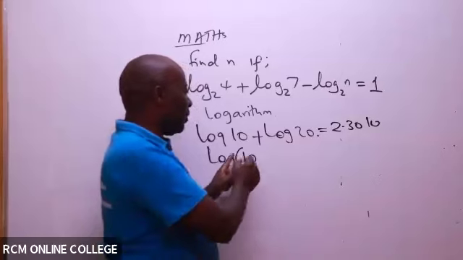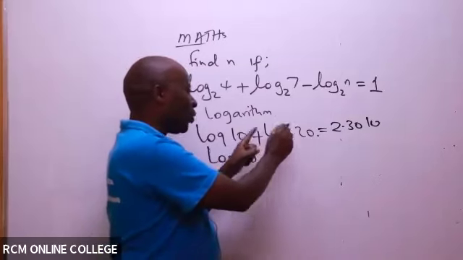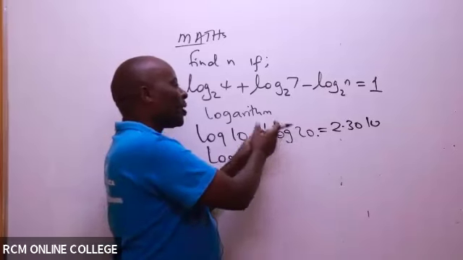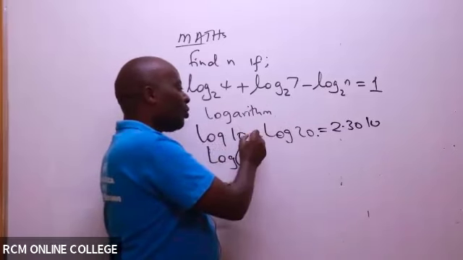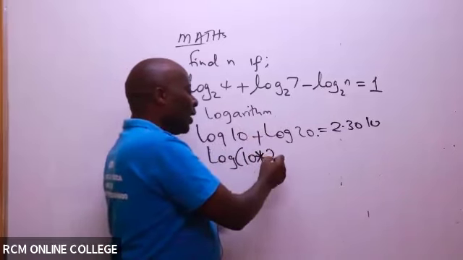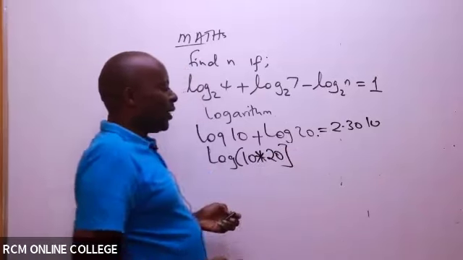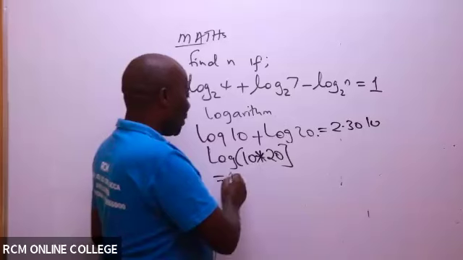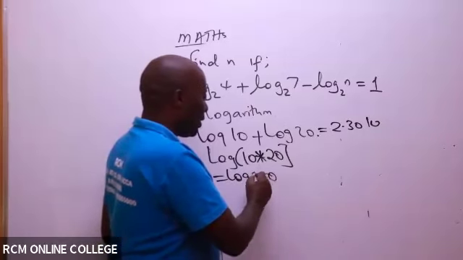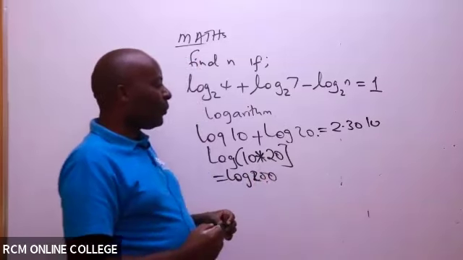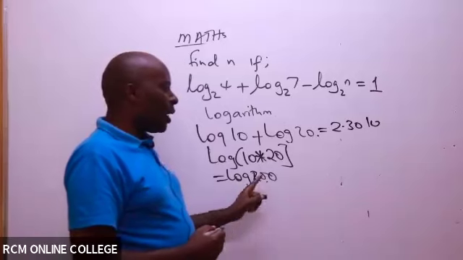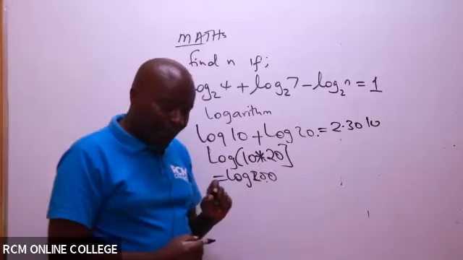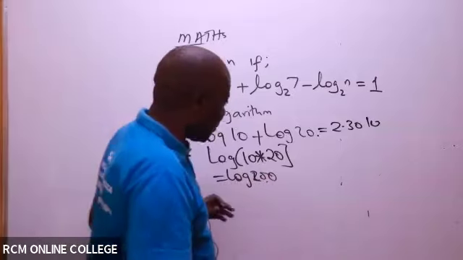So in this case, it was 10 plus 20, yeah? But when I'm factoring out log, the place of a plus will be taken over by multiplication. So it will be log of 10 times 20, which is the same as log 200. And this log 200 now will give me 2.3010.